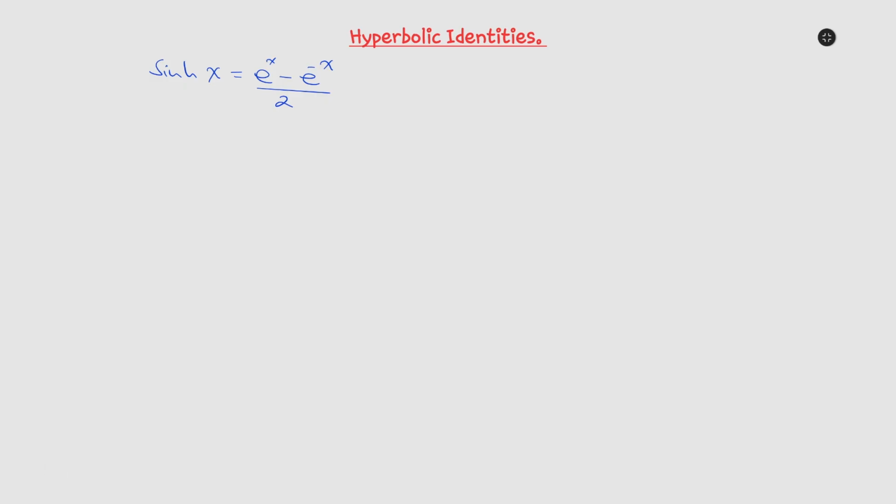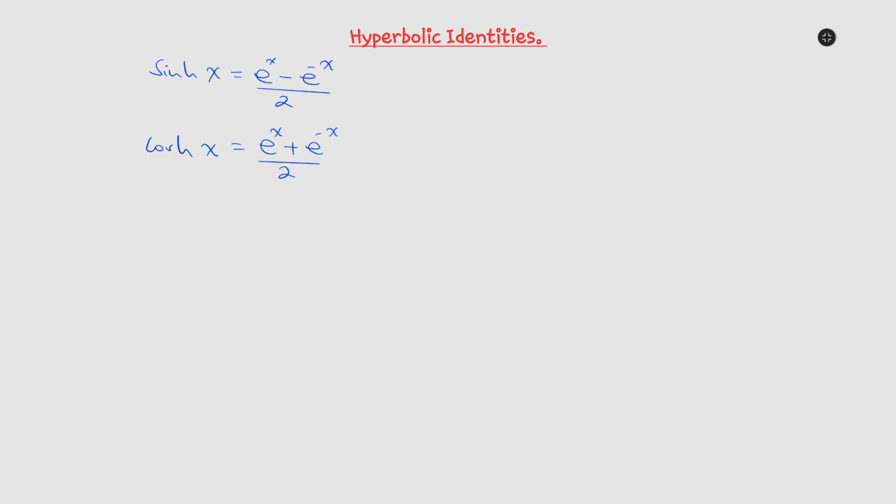Again, cosh x is given by exponential x plus exponential negative x, all this over 2. Now, these two are very important because you can use them to derive all the other hyperbolic functions.